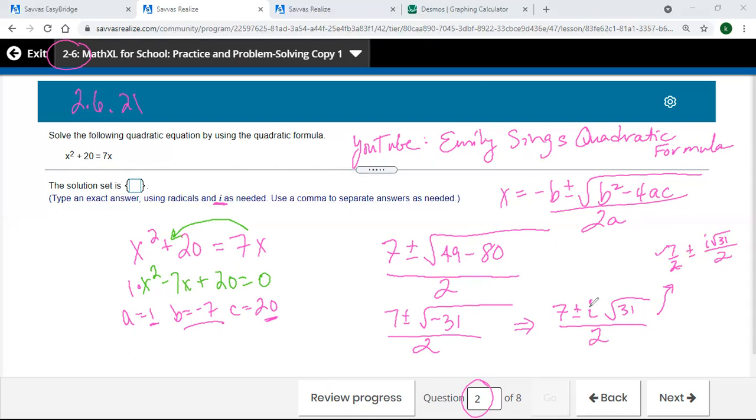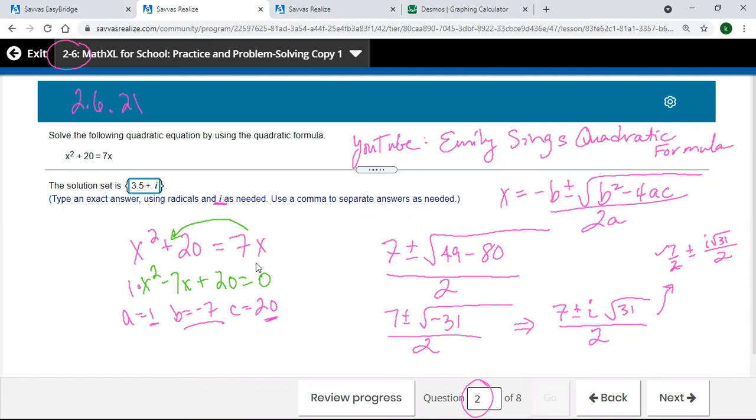So let's put that in and see how we did here. One of these times I'm going to mess up and you guys are going to be watching me and say, oh no, he's going to get it wrong because he did something wrong. So anyway, I'm going to put the 7 halves as 3.5. Oh, maybe I should type an exact answer using radicals and i as needed, using a comma to separate. Okay, we'll do 3.5. That's still exact.